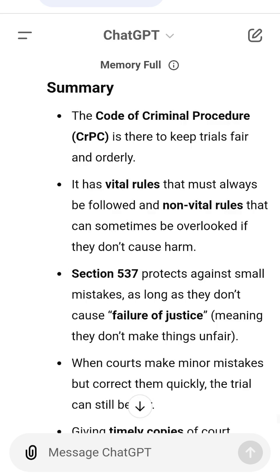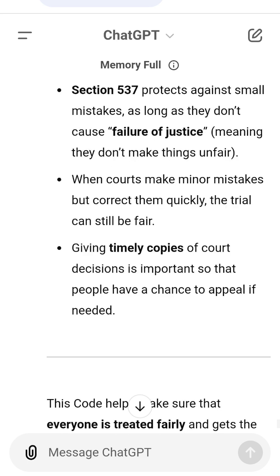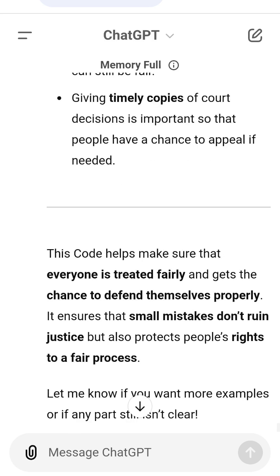Giving timely copies of court decisions is important so that people have a chance to appeal if needed. This code helps make sure that everyone is treated fairly and gets the chance to defend themselves properly. It ensures that small mistakes don't ruin justice, but also protects people's rights to a fair process.